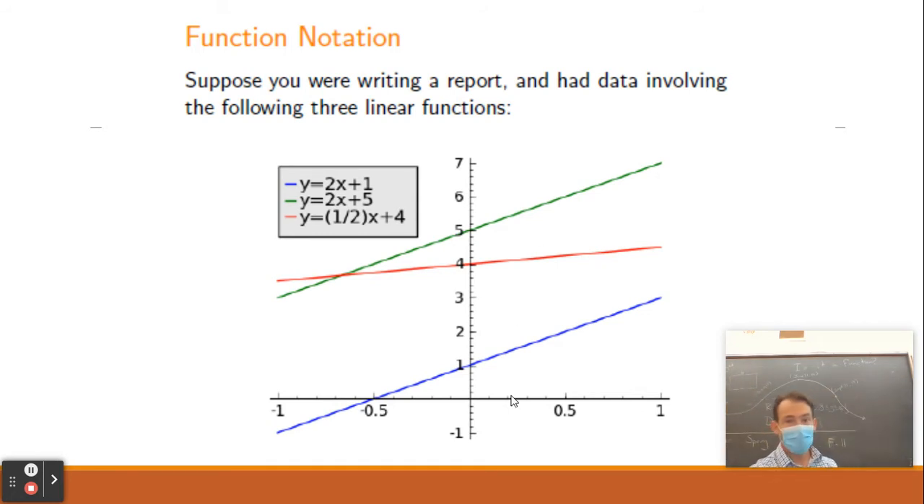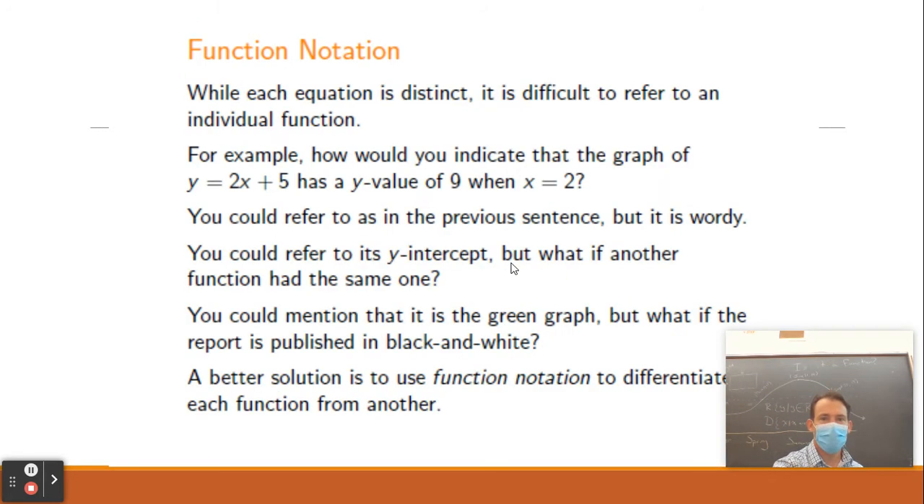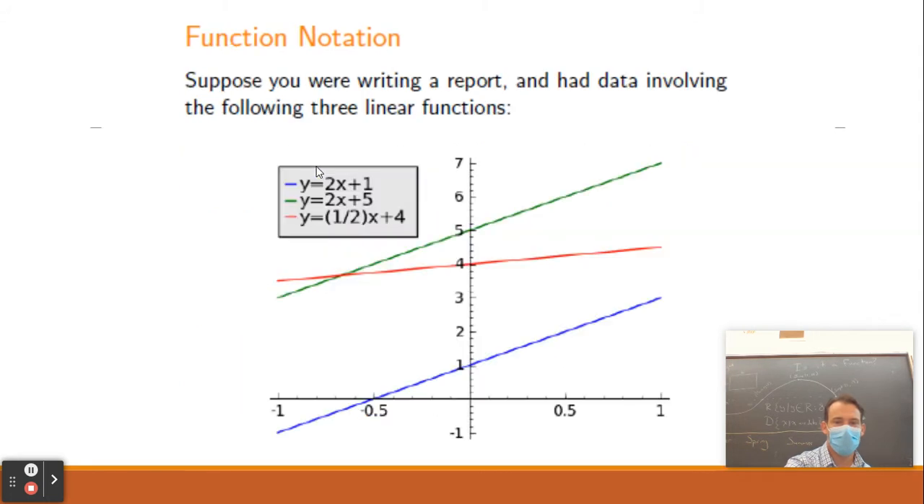The problem is, if I want to specify that I'm talking about one of those lines, it can be very difficult to refer to an individual function. For example, how would I talk about this idea if I wanted to say, for this line here, y is equal to 2x plus 5. It has a y value of 9 when x is equal to 2. Okay, it's very wordy. It's very long to say something like that because you see I have to first specify I'm talking about this line. And then I have to specify, look at this x value of 2. And then I find that I have a y value of 9 up there somewhere.